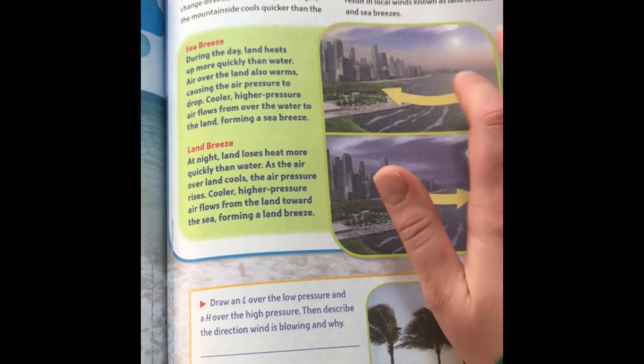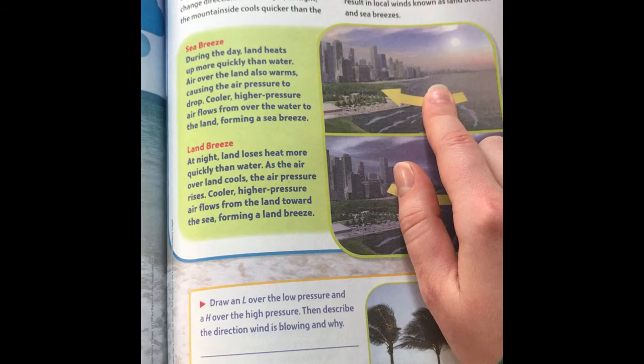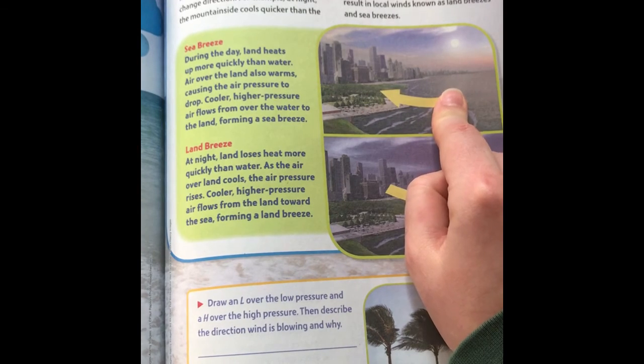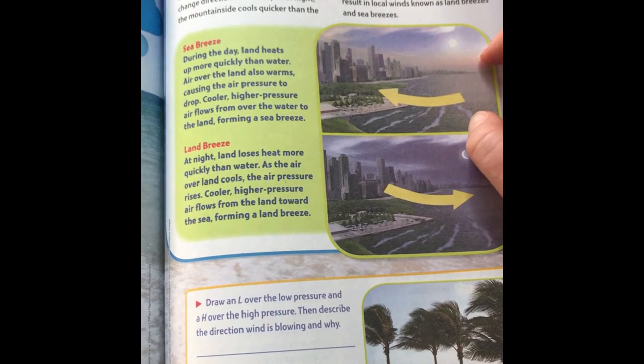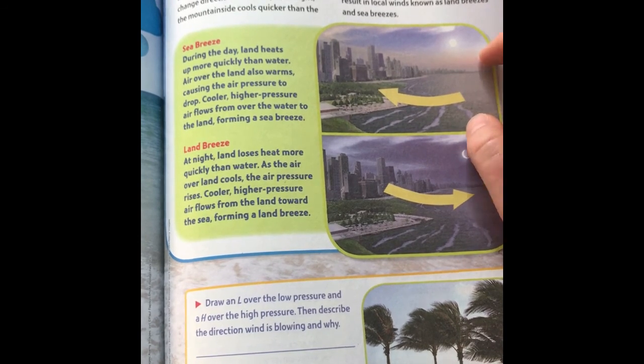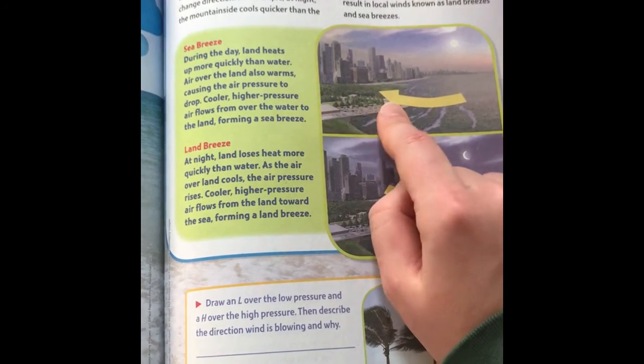So our sea breeze is formed from the land heat, and that means that there is lower pressure over here and higher pressure and cooler temperatures over the water. So the cooler and higher pressure air will flow from the water towards the land, causing the sea breeze.